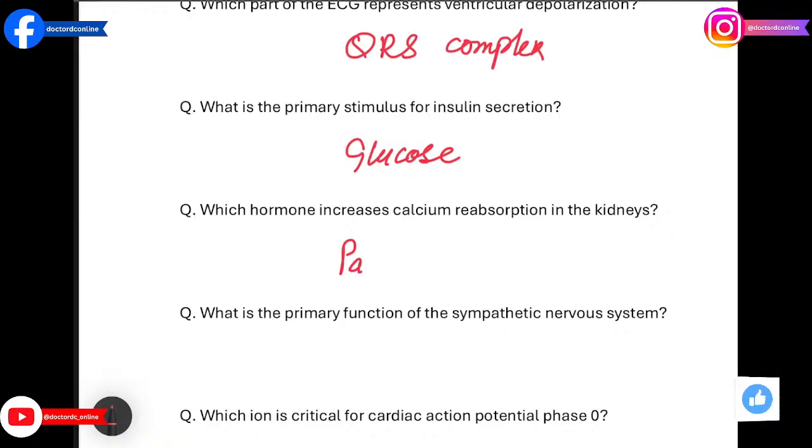The next question is, which hormone increases calcium reabsorption in the kidneys? And the answer is parathyroid hormone. It enhances renal calcium retention and bone resorption.